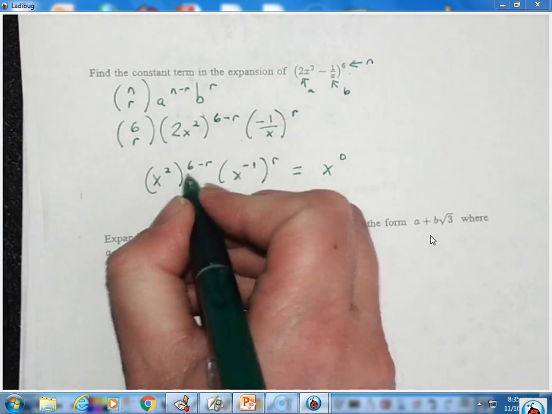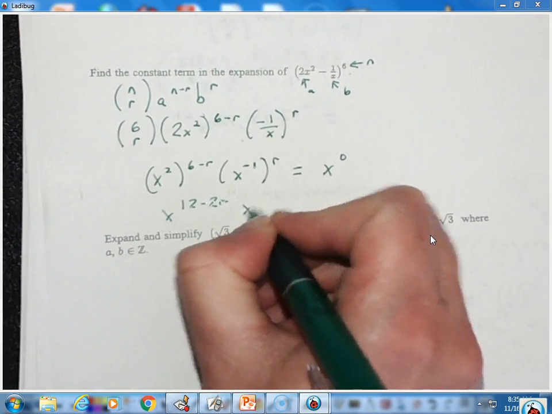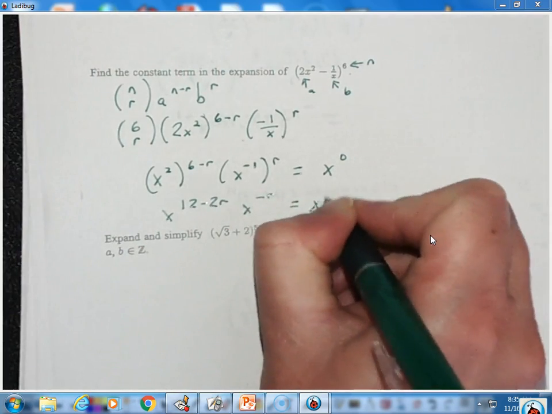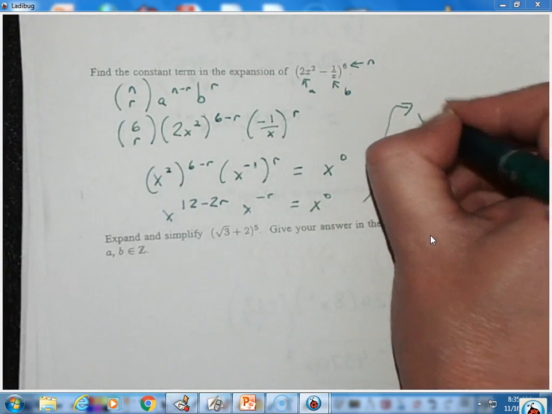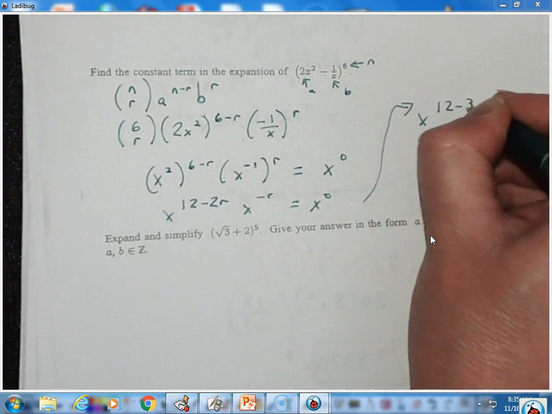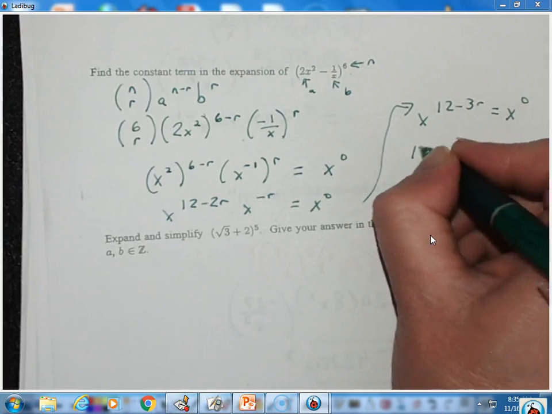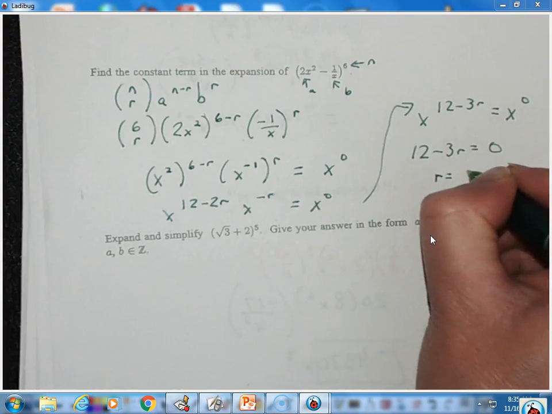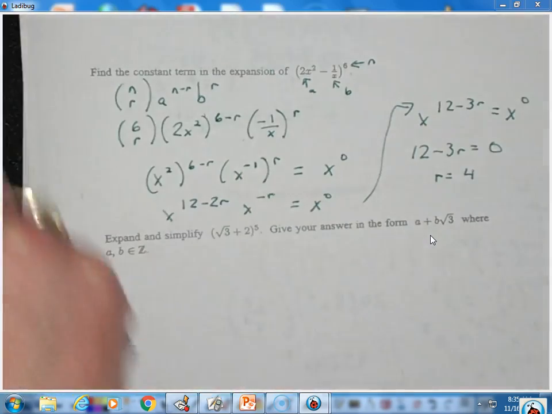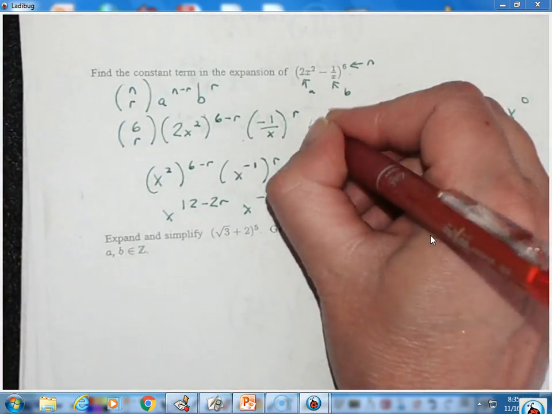Okay, so raised to a power, multiply my exponents, it'd be 12 minus 2r, x to the negative r equals x to the 0. Add my exponents, so I'd have x to the 12 minus 3r equals x to the 0. And then, just like before, set my exponents equal. r would be what? Okay, and then just go and substitute in your r into what we already did.